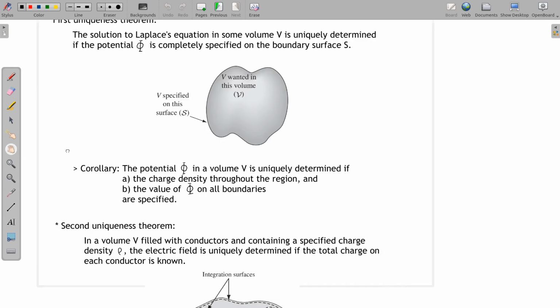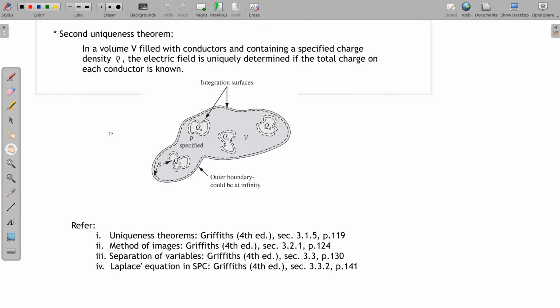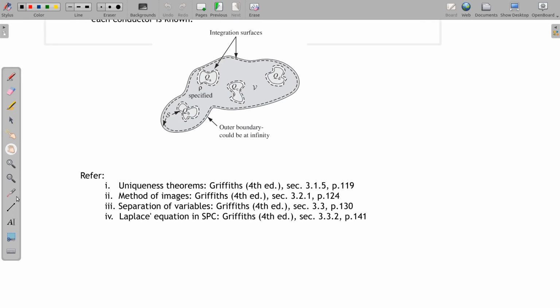A very excellent example of this is what is called the method of images. I would again refer you to Griffiths section 3.2.1 on page number 124. There are a couple of really interesting example problems. You could go through these and that is going to give you a better understanding. And then I'm keeping some reading assignment for you.